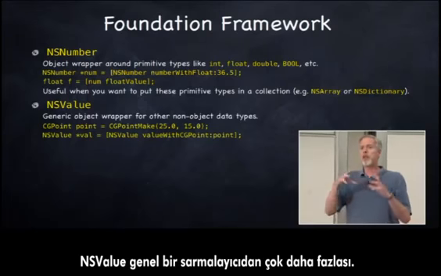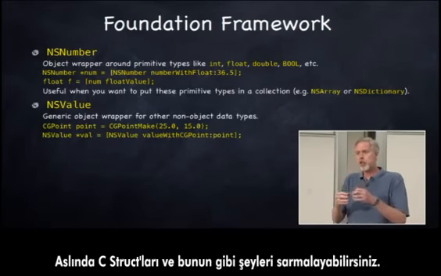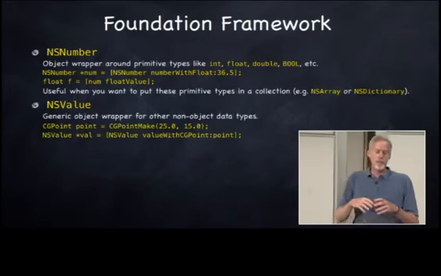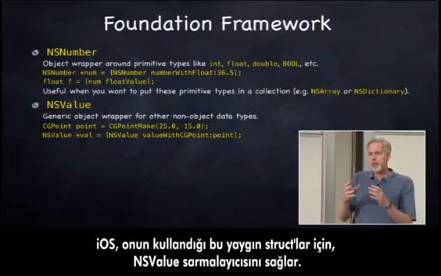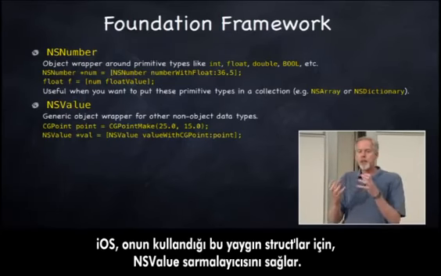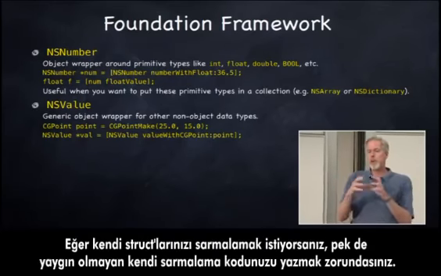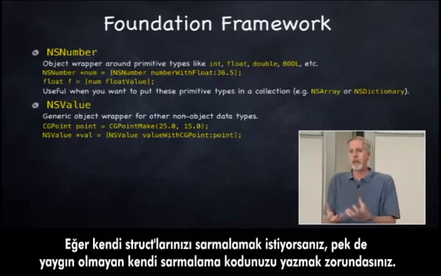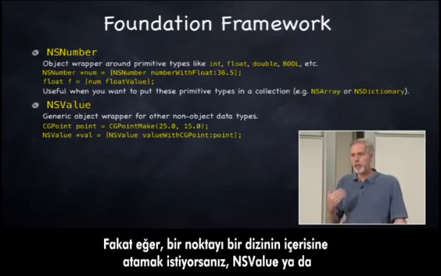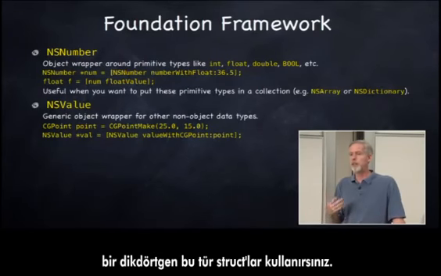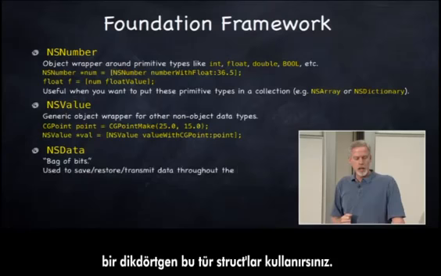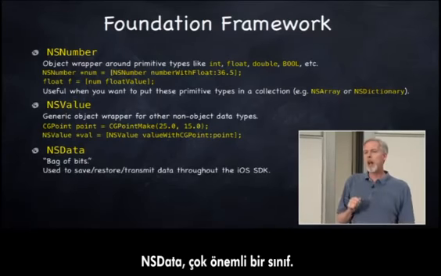NSValue is an even more general wrapper. You can actually wrap C structs and things like that. iOS provides NSValue wrappers for the common structs that it uses. If you wanted to wrap your own structs, you'd have to write your own wrapping code, which is rare to do. But if you want to put a point into an array, you use NSValue, okay, or a rectangle, those kinds of structs.